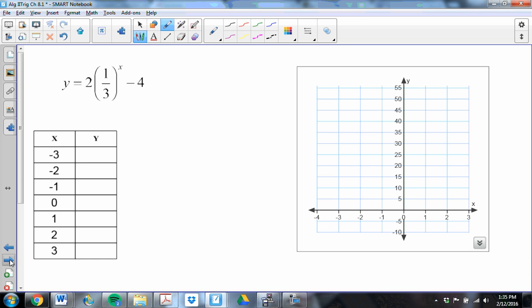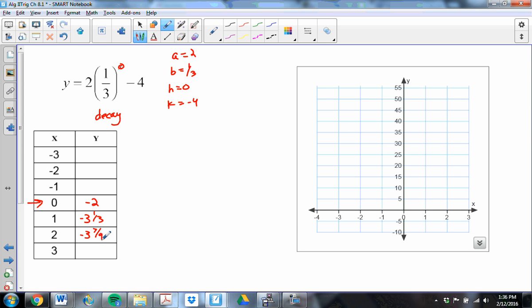The a value is 2, the b value is 1/3, the h value is 0, the k value is -4. This has a b value of 1/3, which is less than 1, which means this will be a decay function. It's going to go down as it goes to the right. And doing this by hand isn't actually terribly hard. If I plug in 0, 1/3 to the 0 is 1, times 2 is 2, minus 4 is -2. If I plug in a 1, 1/3 to the first is 1/3, times 2 is 2/3, and 2/3 minus 4 is -3 and 1/3. And 1/3 to the second is a 9th. 2 times a 9th is 2/9, minus 4 is -3 and 7/9.